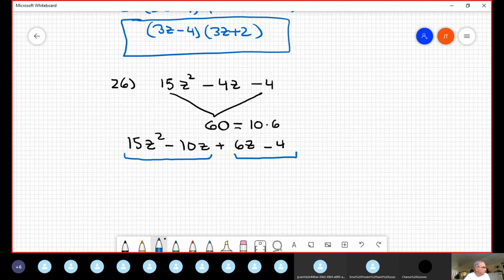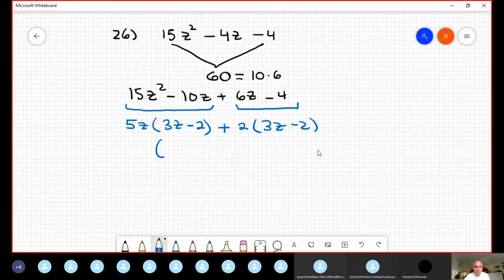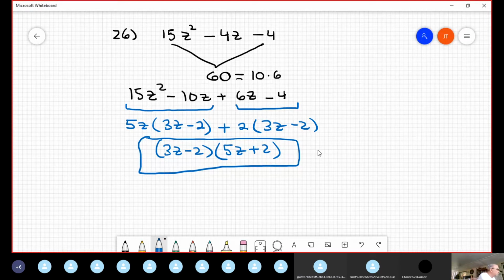Okay, the GCF in the first pair is 5c, 3c minus 2. And the GCF in the second is 2, 3c minus 2. Again, I can see that 3c minus 2 is a common factor. I factor out one more time. Open the last parenthesis. Inside the last parenthesis, we have 5c plus 2. Final answer. You think it's a big deal? It's no big deal.